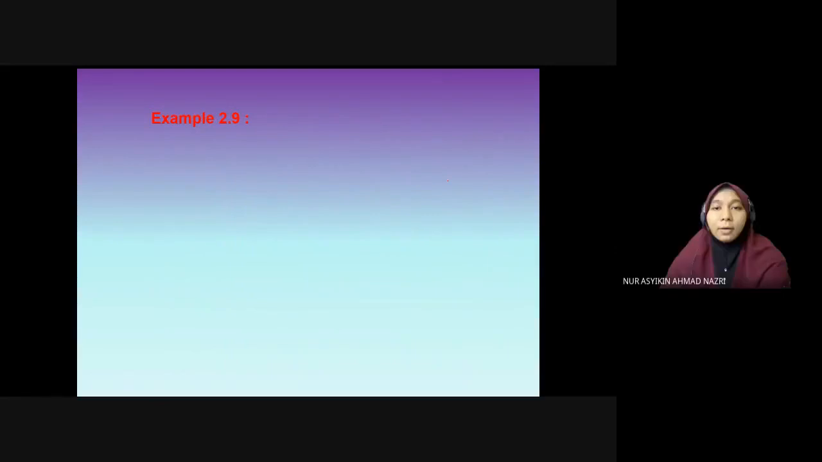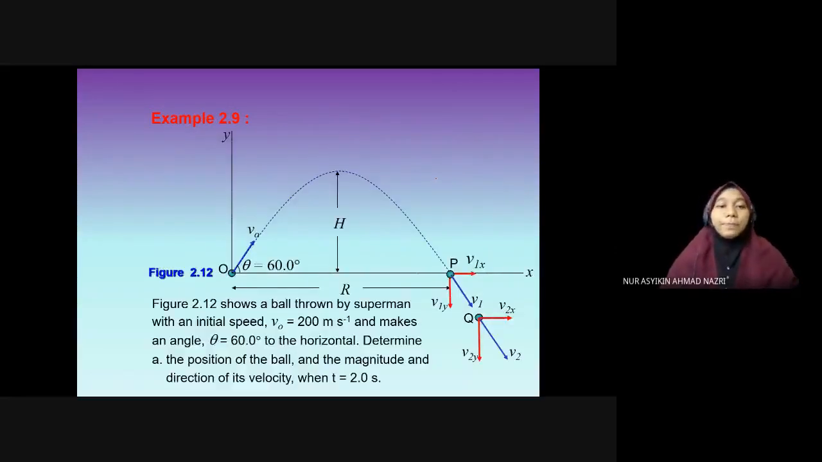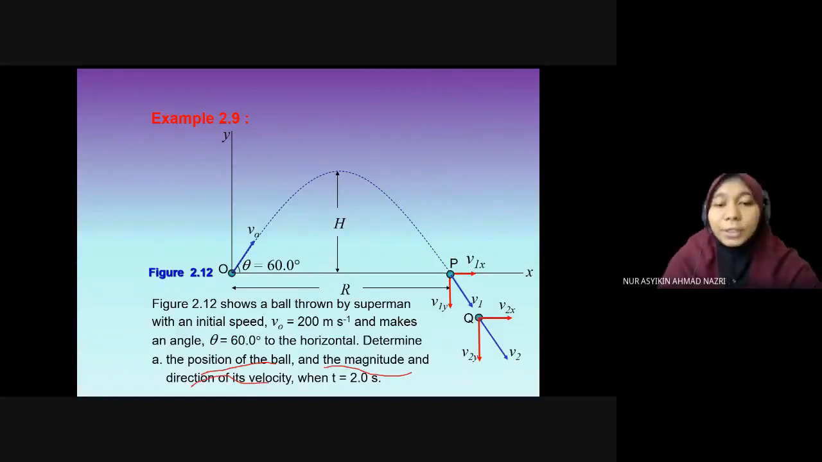Boleh. Alright, good. Okay, so for this example, okay, shows a ball thrown by Superman, okay, with an initial speed 200 meter per second and makes an angle 60 degree to the horizontal. Determine position of the ball. Ada banyak soalan kat sini ya kelas. So please take note. And the magnitude and direction of its velocity. So two things yang dia tanya kat sini.